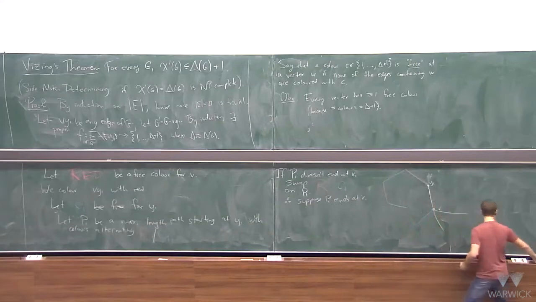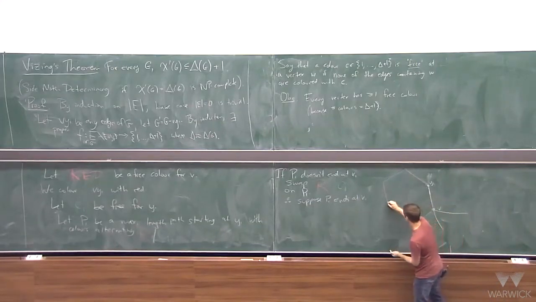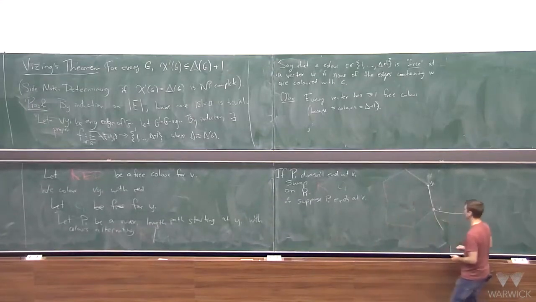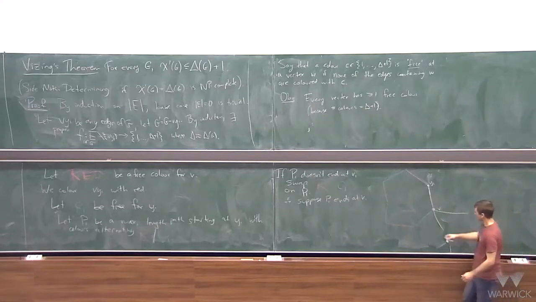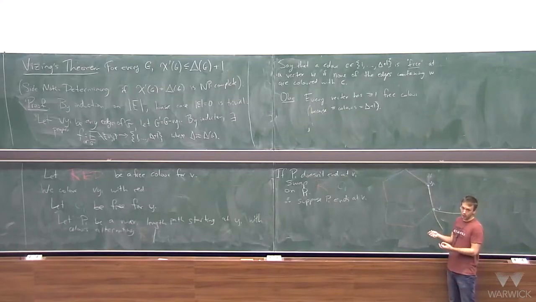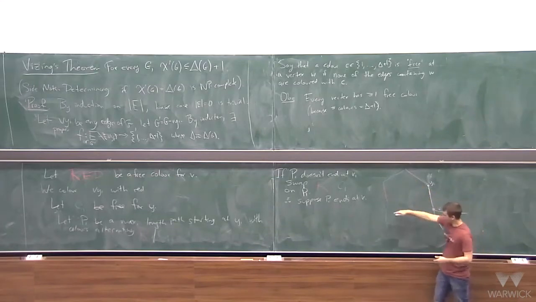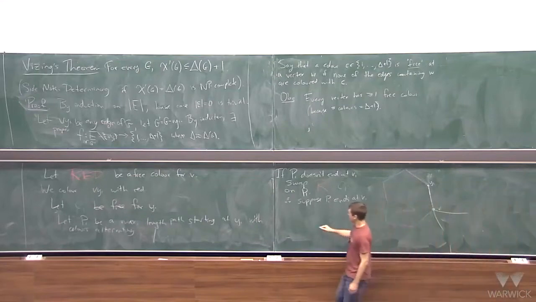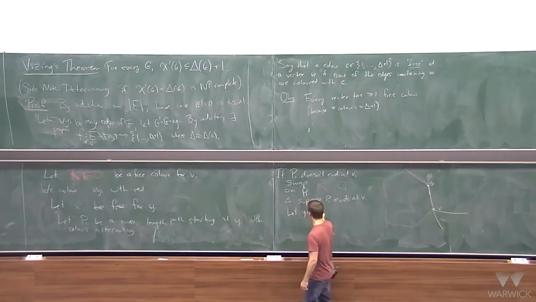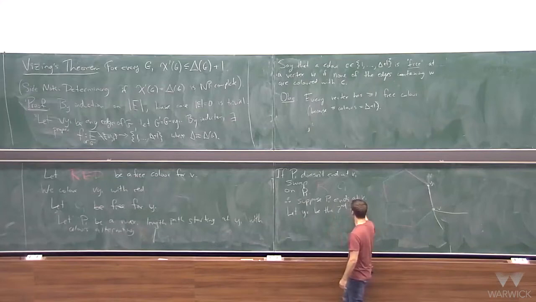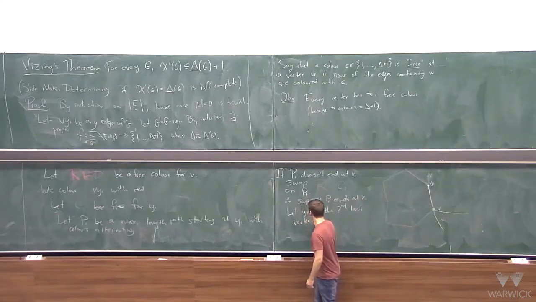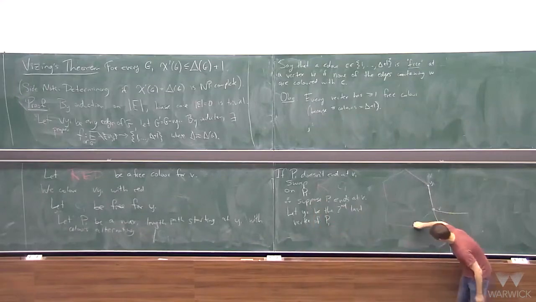So now the picture looks like this. Something like that. By the way, you know that the last edge of P1, the one that goes to V, has to be blue, because red was free at V. So this really is what the picture looks like, except obviously this could be longer, but this is the idea. And we're going to let Y2 be the second last vertex of P1. So Y2 is this guy.